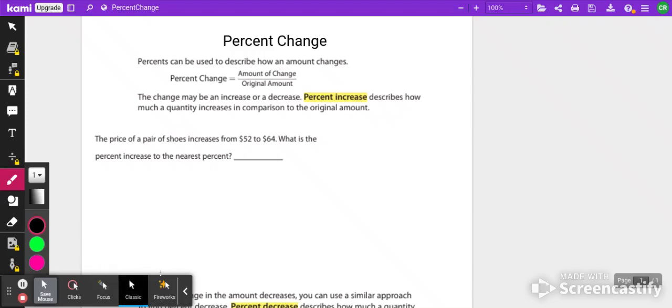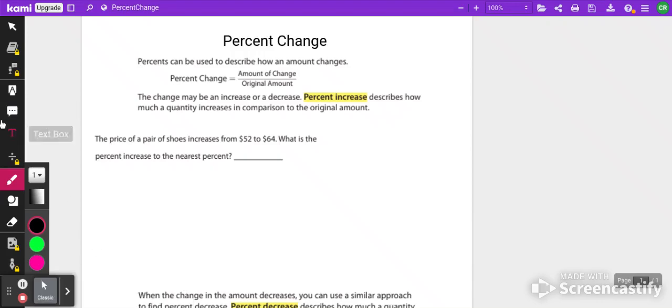We're looking at percent change. And percent change is going to show you by what percent a number changes. Let's go ahead and read the definition. It says percents can be used to describe how an amount changes. Percent change can be found by using the amount of change divided by the original amount.